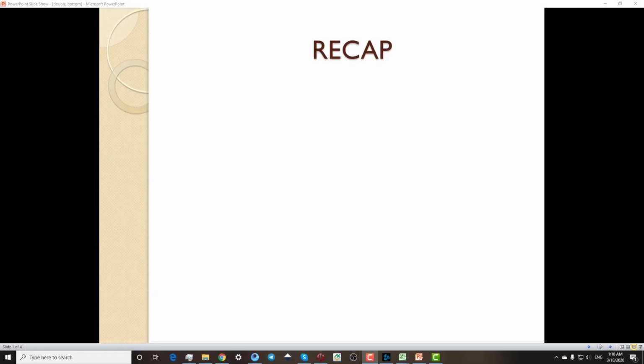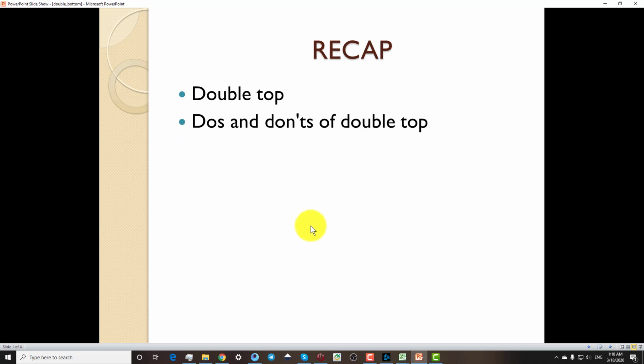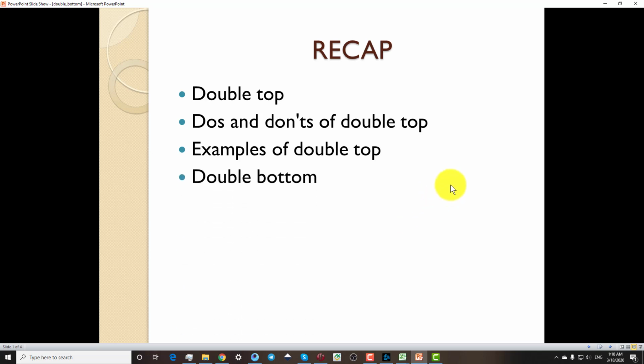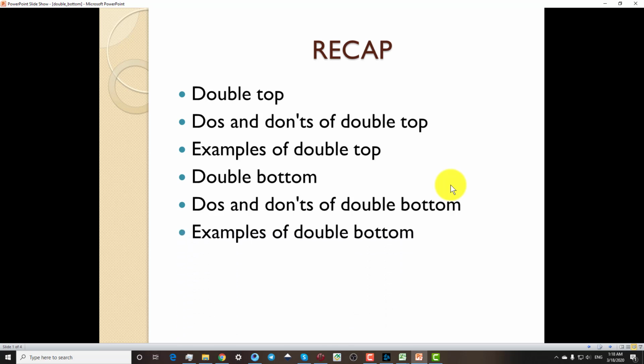Okay friends, first we will do a small recap of what we have learned till now in the previous videos. In the first video we saw what a double top is and how to identify it. Then we discussed some do's and don'ts of the double top pattern, and a few examples. Then we discussed the double bottom pattern, what it is and how it looks. In the next video we discussed the do's and don'ts of the double bottom, how to trade it, and we also saw a few examples of the double bottom in the last video.